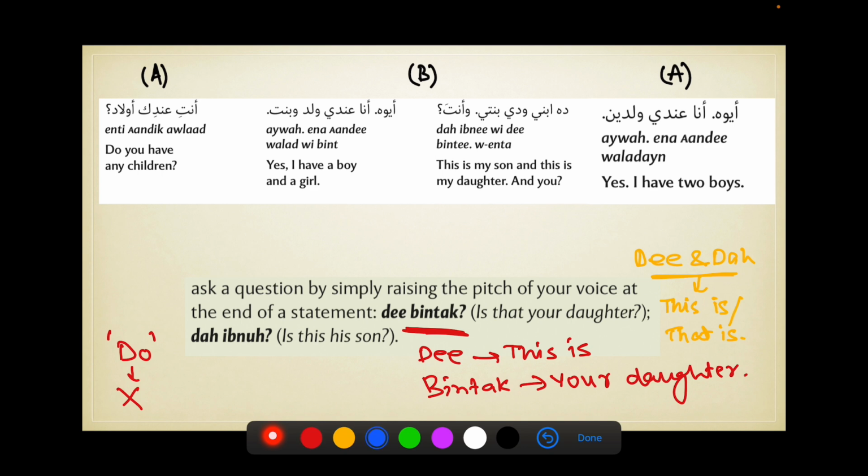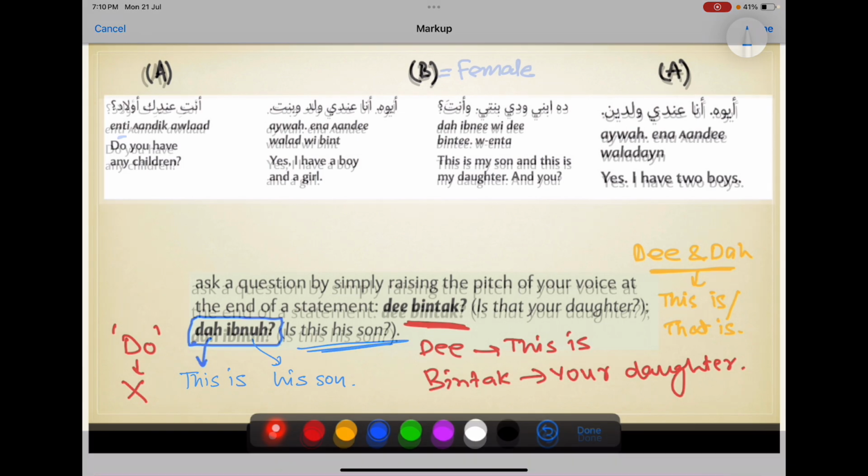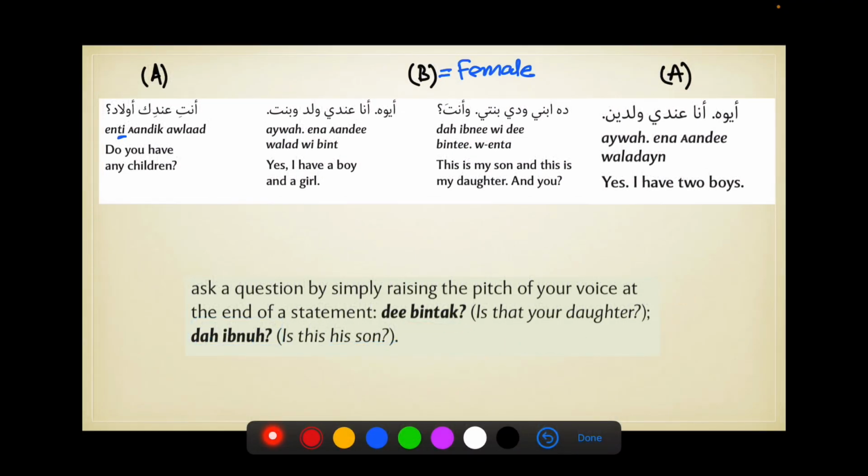So now let's take another example. Da ibna. The "da" means this is, and ibna means his son. This will mean, is this his son? Now we have a conversation between A and B. Let's suppose A is male and B is female.